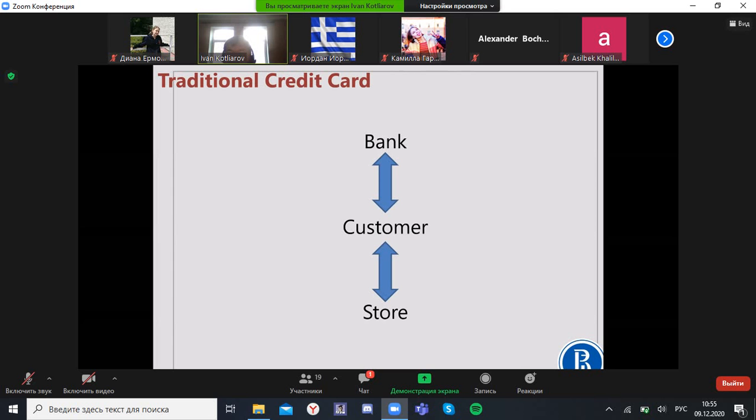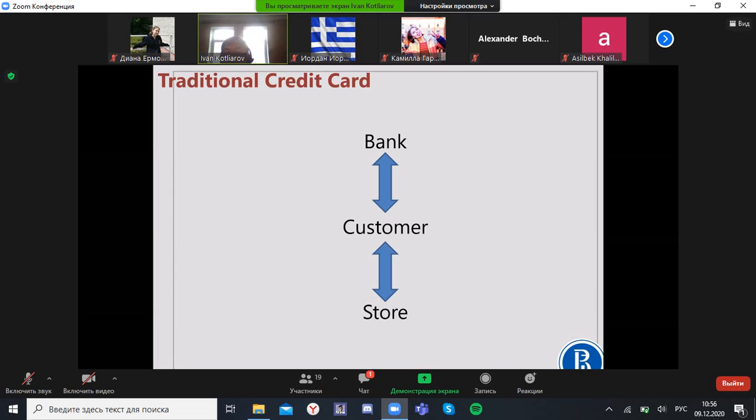So the upper arrow demonstrates financial relations between the bank and the customer. The bank provides the customer with money, and the lower arrow demonstrates the cooperation between the customer and the store. The customer pays for the computer, and the store delivers this computer to him or her. Obviously, after this, the customer has to pay back the full amount of money to the bank, and not only the full amount of money, but also the interest.